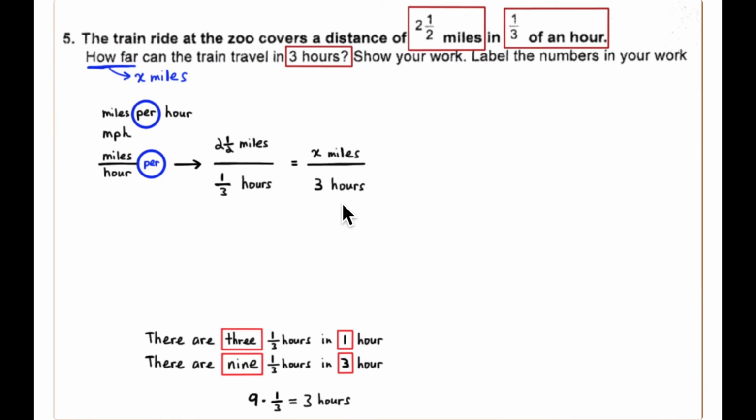Now this gets a little bit tough, but let's go through a little mini calculation. First, how many 1/3 hours are there in 1 hour? Well, there are 3. There's 3 1/3 hours in 1 hour. That means if you have 3 hours, 3 times as many 1/3 hours, that's going to be 3 times 3 is 9 1/3 hours in 3 hours. So 9 times that 1/3 hour is equal to 3 total hours.